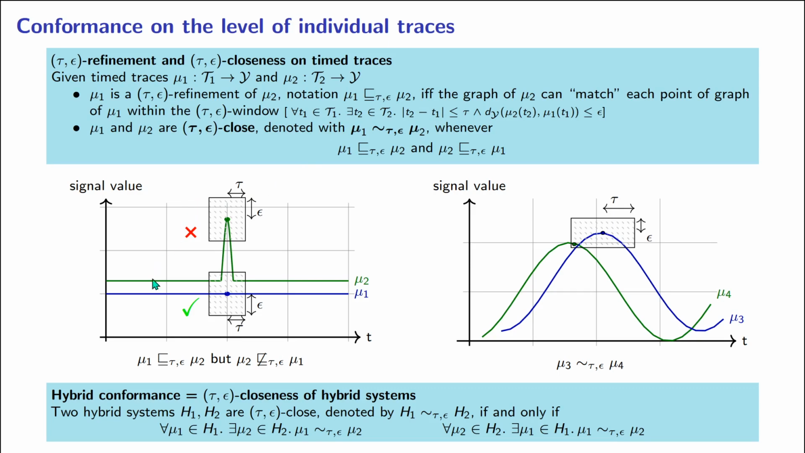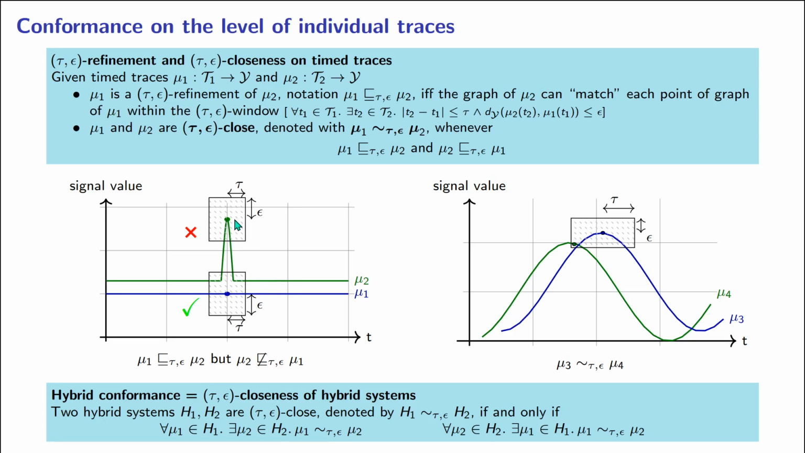And there, if we have two timed traces, we say a trace like mu1 is a tau epsilon refinement of mu2 if every point in the graph of mu1 can be matched by mu2 within this tau epsilon window, tau in time and epsilon in value, which is the case here. Even though mu2 has this short spike, it can still match every value of mu1.